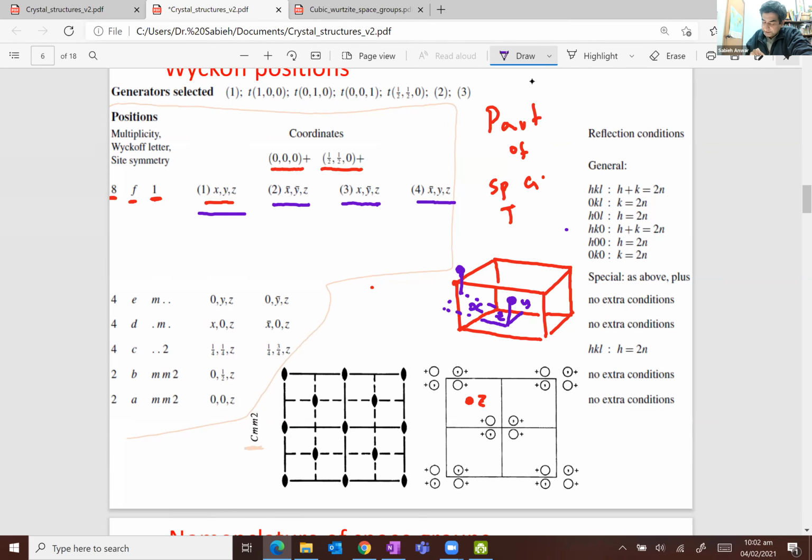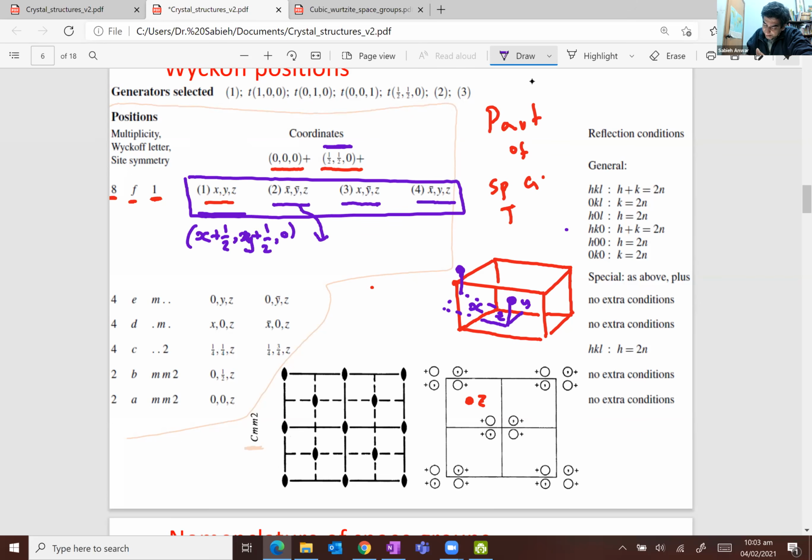And there are 8 such points because one is this set and the other is the set obtained by adding these coordinates to these points. So I will also have a y plus half, 0, and I need to add these coordinates x bar plus half, y bar plus half, 0, z, and so on. So I will have 8 such points.